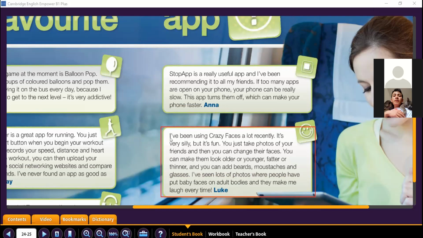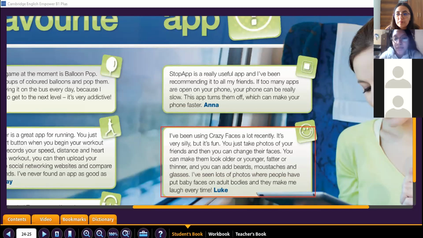Okay, teacher. I've been using Crazy Face a lot recently. It's very silly, but it's fun. You just take photos of your friends and then you can change their face. You can make them look older, younger, fatter, or thinner, and you can add beards, mustaches, and glasses. I've been seeing lots of photos where people have put baby faces on adult bodies and they make me love everything.